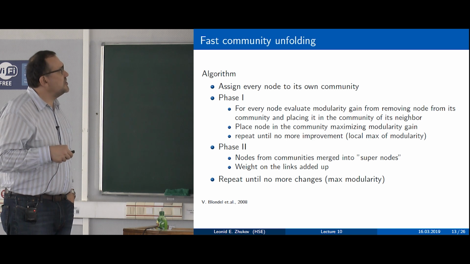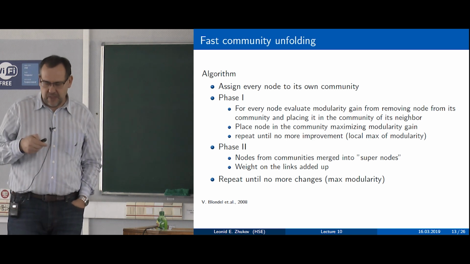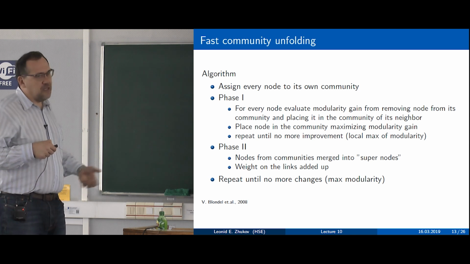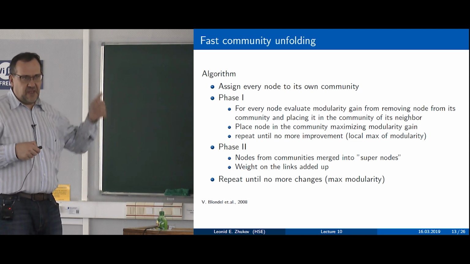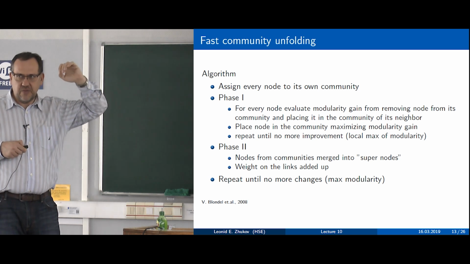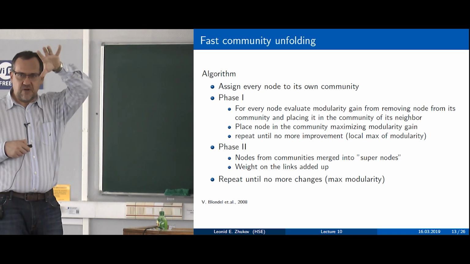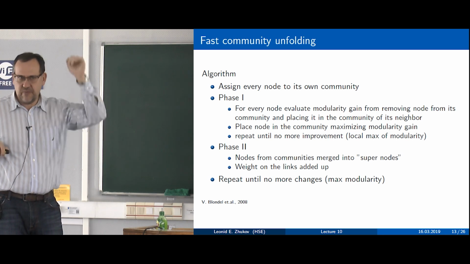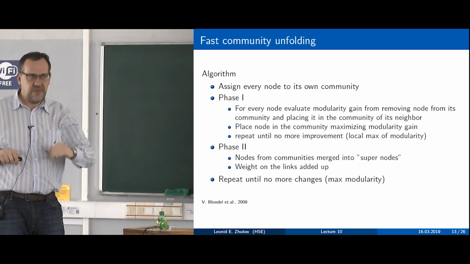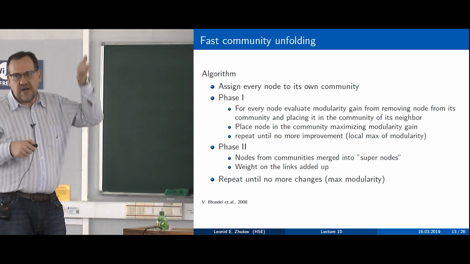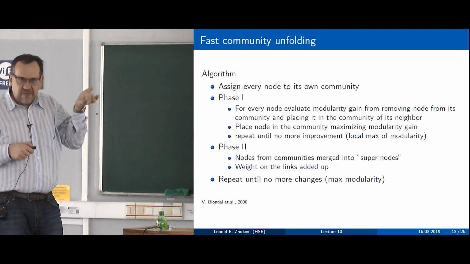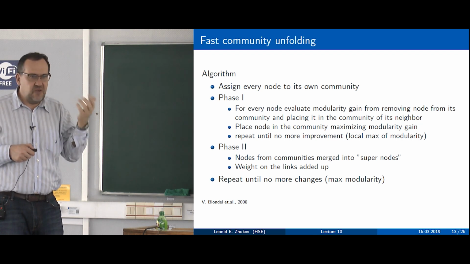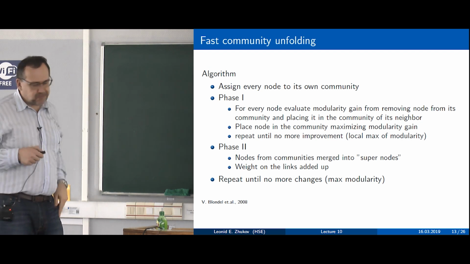Now, what does it actually do? It's an agglomerative algorithm. What we talked about in the previous lecture was a divisive algorithm, where we started with a graph, split it into two pieces, and then kept splitting it. So we went top down. This approach goes bottom up, where we start with every node. It's the same as agglomerative clustering.